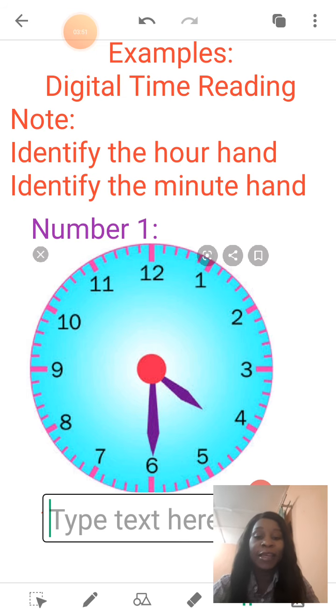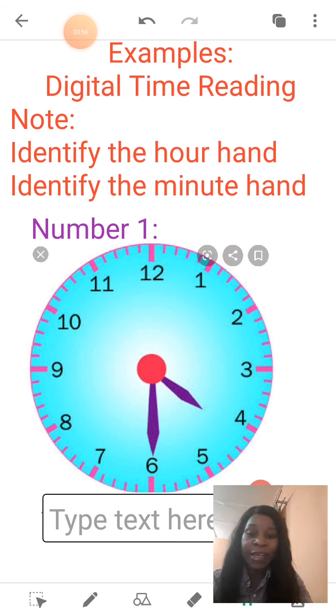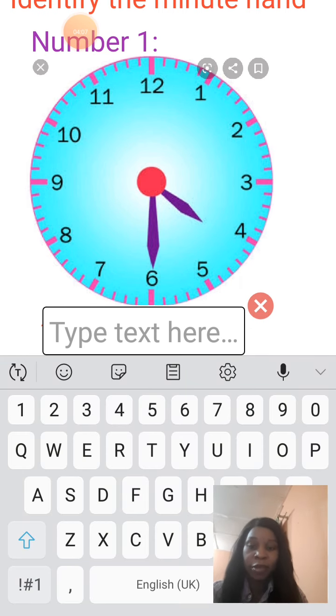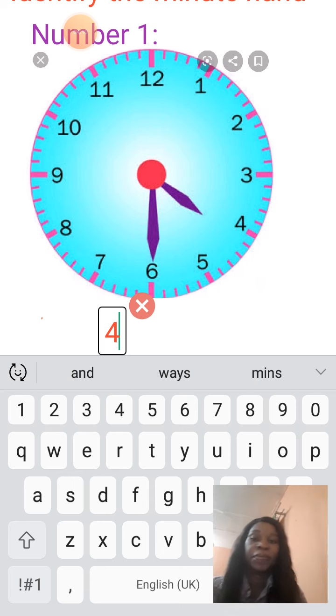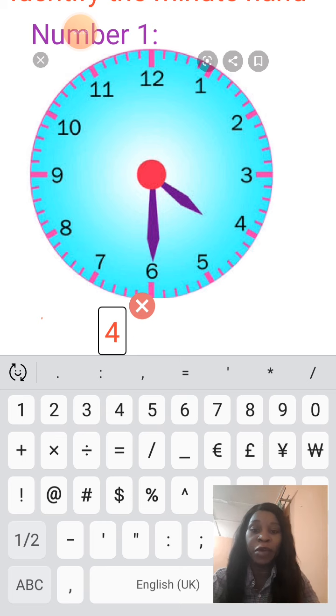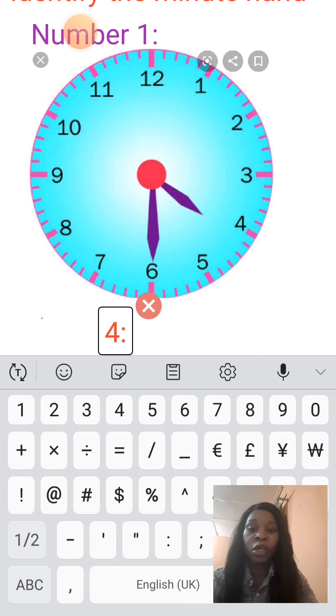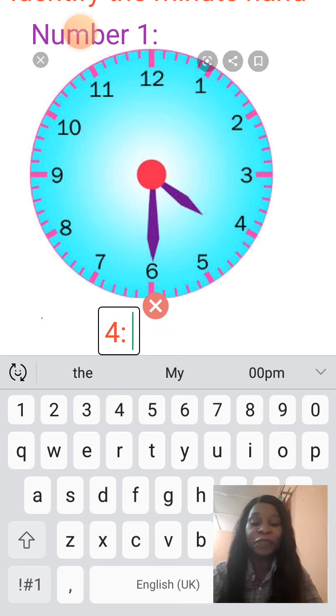So the hour hand is the shorter hand. This hour hand is in between 4 and 5. Now, I said for digital timing, we pick the number that the hour hand has just recently passed, which is 4. So I write 4. Now, there's what we call 2 dots. We make our 2 dots like a period mark. You see the colon on your keypad. You make your 2 dots, space bar, and then we go to the minute hand. First of all, you identify the hour hand first in the digital timing.